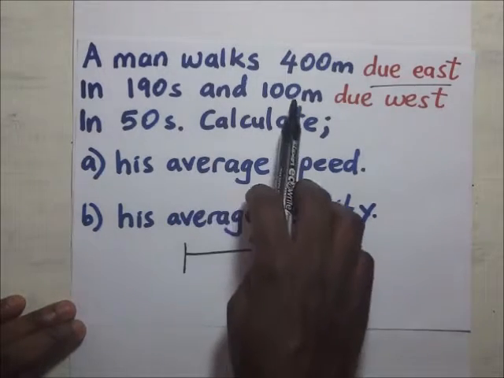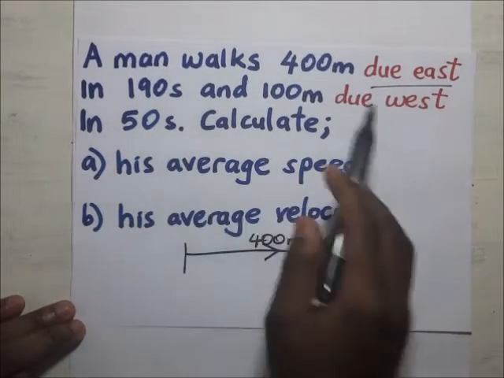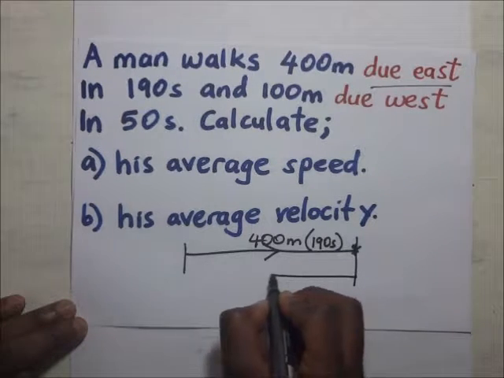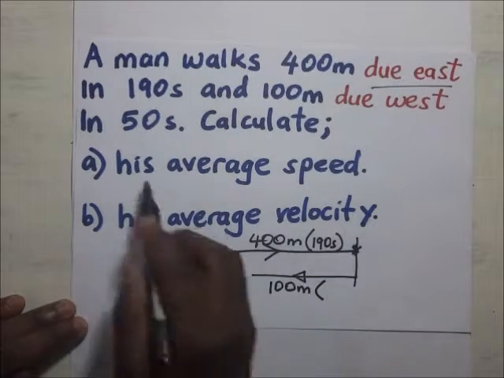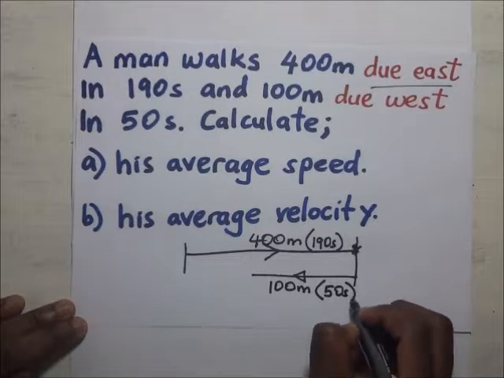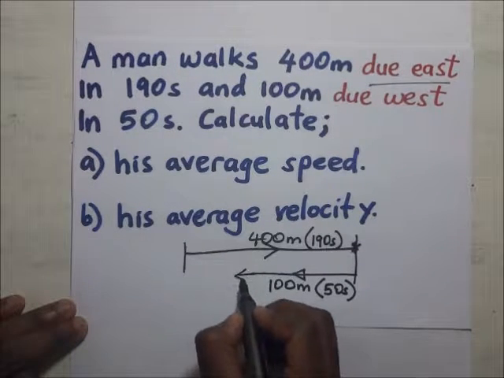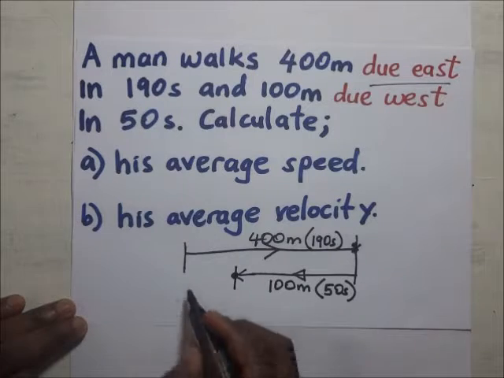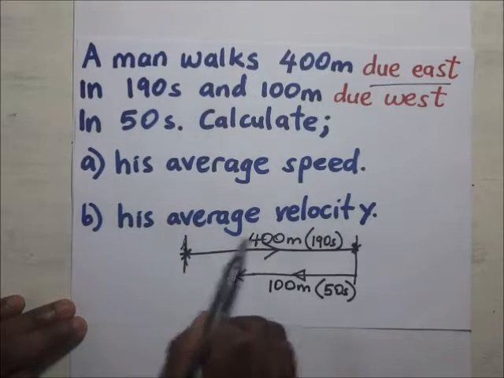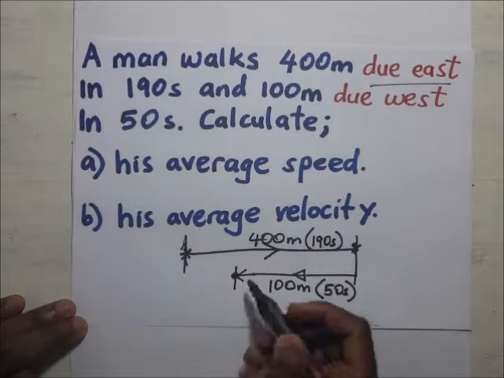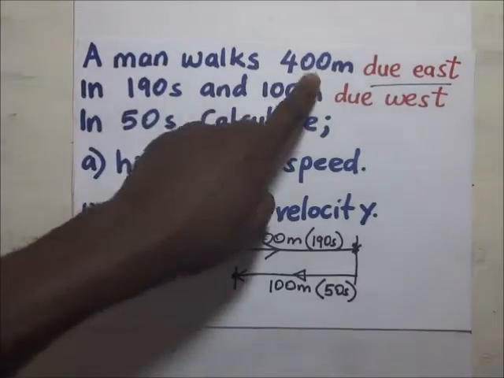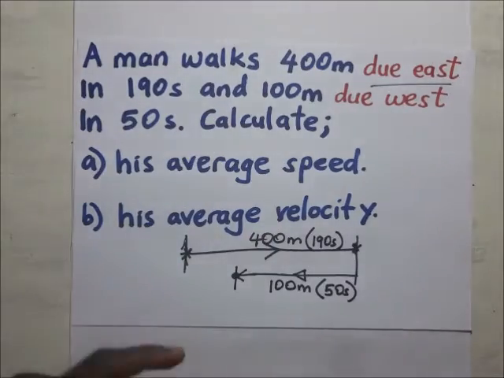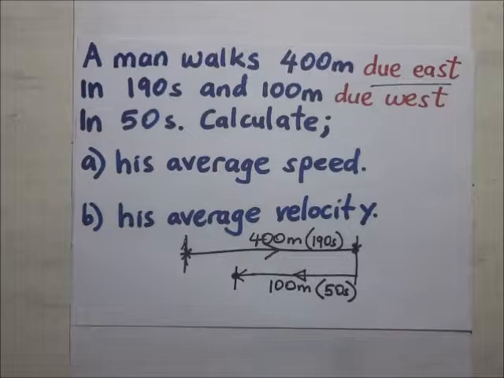And then he's going to move 100 meters due west in 50 seconds. So he moves 100 meters west, in 50 seconds, and he'll end up somewhere there. He started from here, he moved, and then came back and stopped there. So this kind of question is trying to demonstrate to us the magnitude of the distance, which is 400 meters, and it's going ahead to tell us the direction in which it moved. So it is describing both the magnitude and direction.